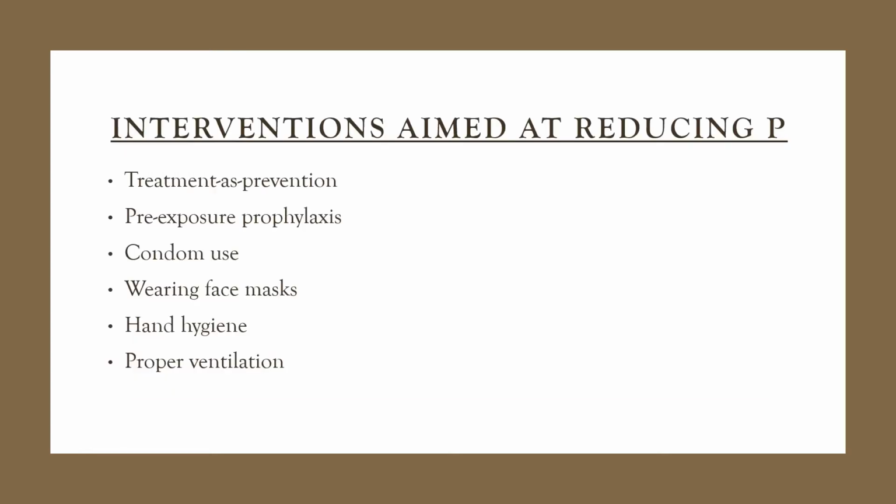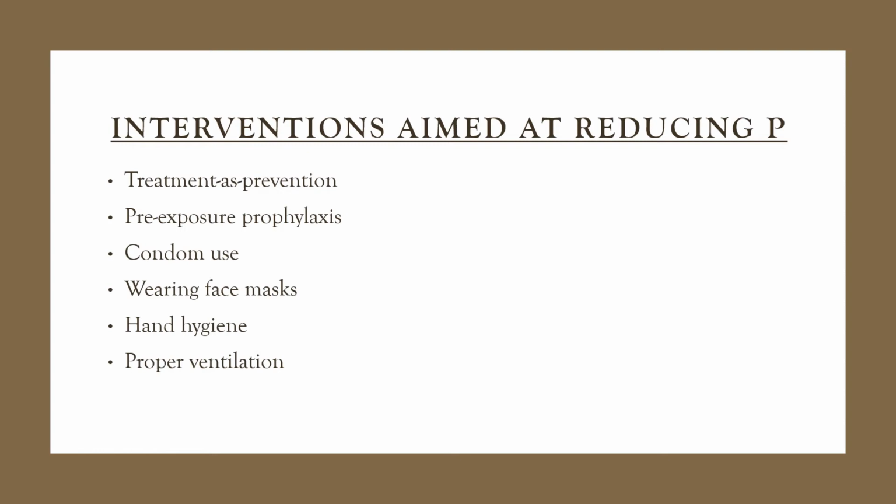So we have a number of interventions that are aimed at reducing this P, including that treatment as prevention that I talked about before. With HIV, if you are on antiretroviral therapy, you're going to be reducing what we call the viral load. So you have less virus in your system, and so you're reducing that per contact probability, reducing the amount of infectious agent that is inside of you. But this also involves pre-exposure prophylaxis, which are individuals who take a medication to prevent infection, and this will make them less susceptible to becoming infected.